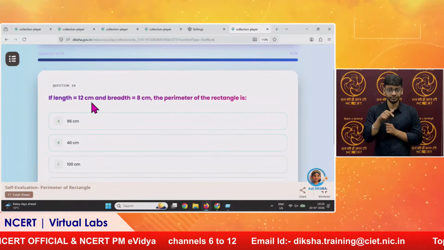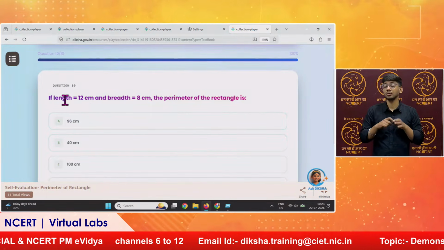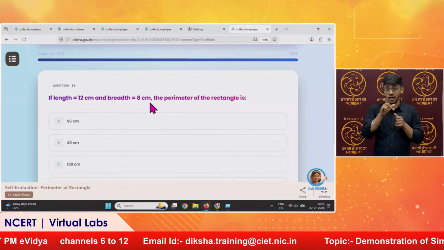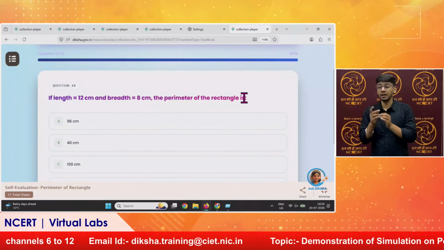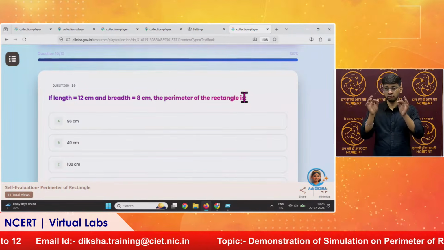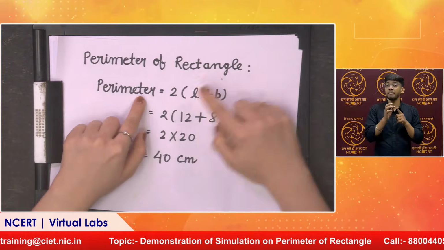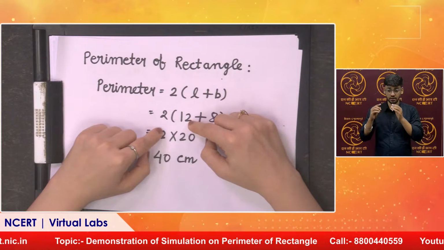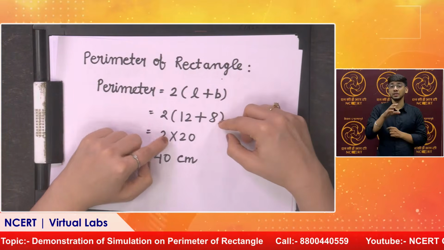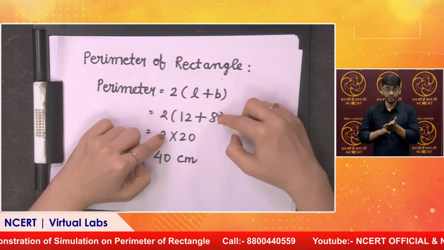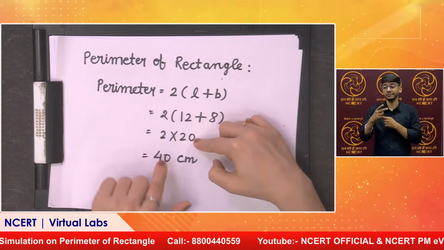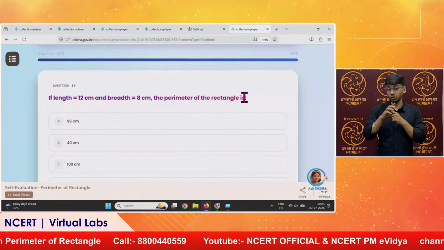Now question 10, the length is given, the breadth is given. Again we have to find the perimeter of the rectangle. Simply we have to put these values in the formula. So what is the perimeter of a rectangle? 2 into L plus B. The L is 12 centimeter and the breadth is 8 centimeter. 12 plus 8 is 20. 2 into 20 is 40. So the correct answer is 40 centimeter.